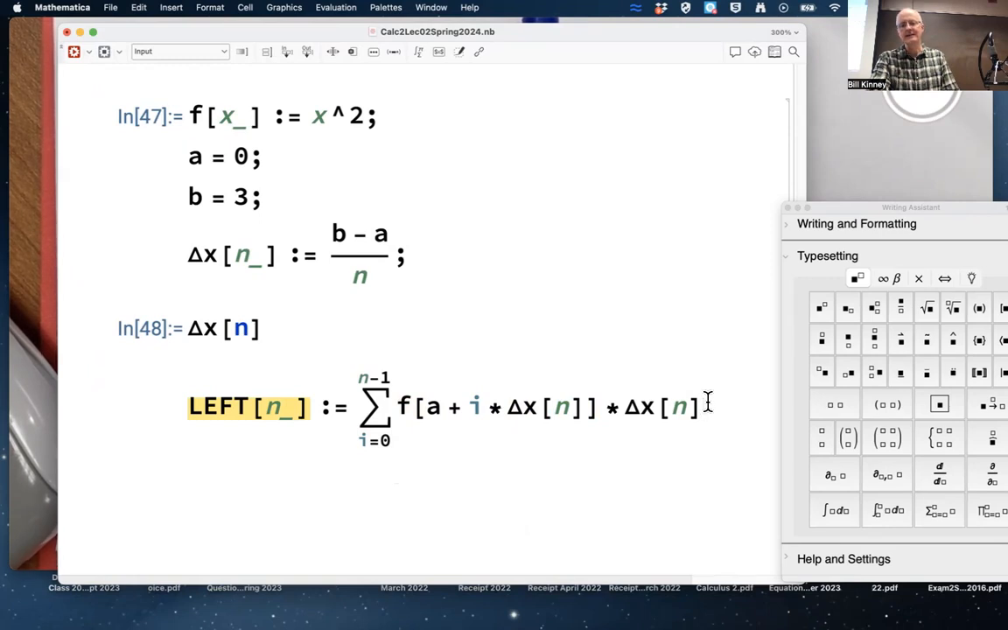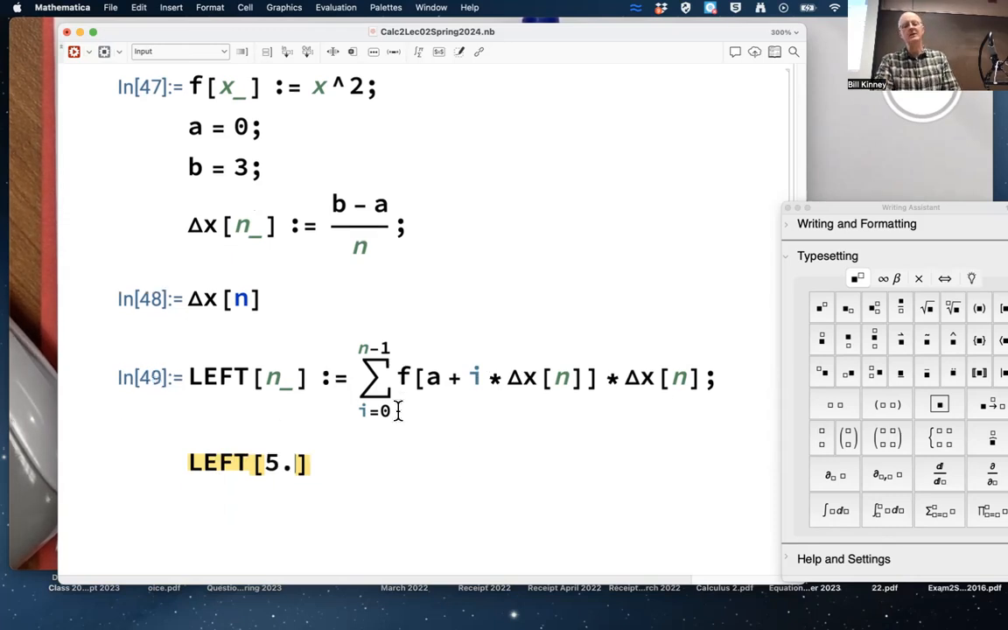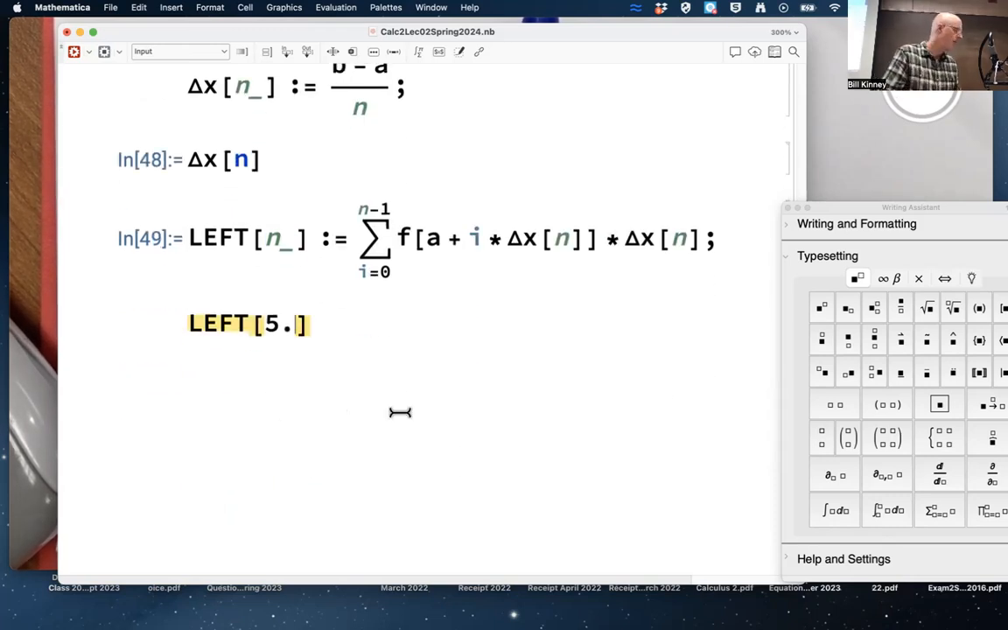I can enter this. Let me put a semicolon here. And I can plug in the number 5, for example, with a decimal to get a numerical approximation to confirm what we found by hand with the calculator, that the left-hand sum is 6.48. Yep, there we go.